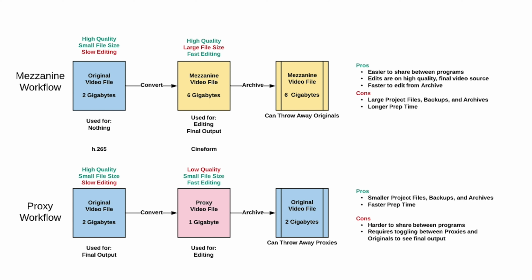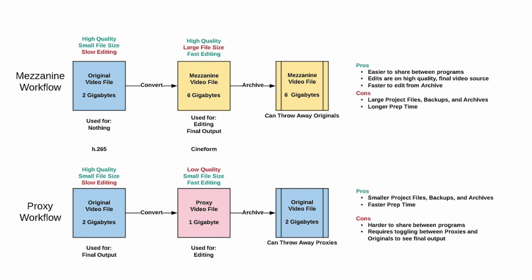In the proxy workflow, it's kind of the opposite. The project files, backups, and archives are smaller because you're either using the original file and the proxy file, which total together smaller than the mezzanine codec, or you can completely throw away the proxy file when you're archiving, and so then you're archiving the original file, which is smaller than the mezzanine codec file that we just discussed. It's also faster prep time because it's a lot faster to make the proxy files than it is to make the mezzanine video files. The cons are, though, that it's harder to share between programs.